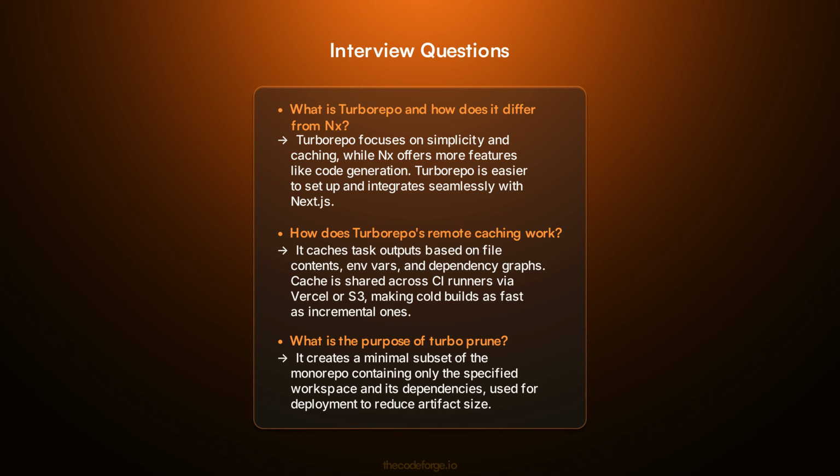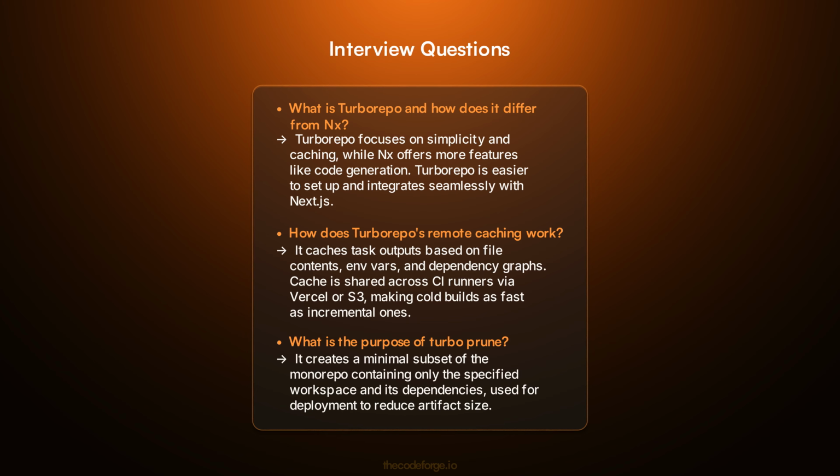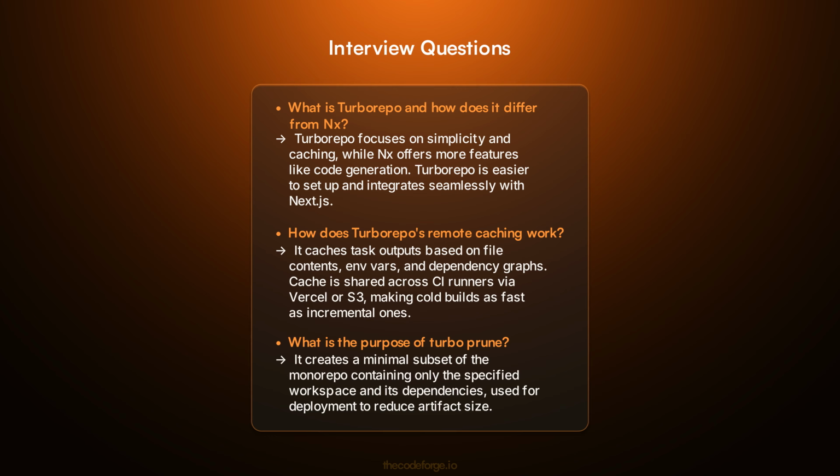Let's run through some common interview questions. What is Turborepo and how does it differ from Nx? Turborepo focuses on simplicity and caching, while Nx offers more features like code generation. Turborepo is easier to set up and integrates seamlessly with Next.js. How does Turborepo's remote caching work? It caches task outputs based on file contents, env vars, and dependency graphs. The cache is shared across CI runners via Vercel or a simple storage service, making cold builds as fast as incremental ones.